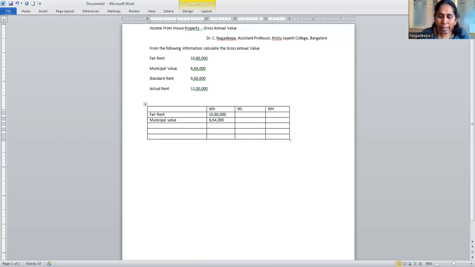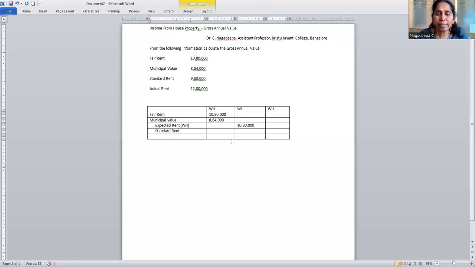So what is expected rent? Expected rent is whichever is higher of the above, which is 10 lakhs 80,000, the higher amount. Next, this expected rent will be compared with the standard rent. What is standard rent? This is nothing but the rent fixed by the Rent Control Act. Generally the expected rent should not go beyond standard rent. That means expected rent and standard rent will be compared and the least of the two will be considered and compared with the actual rent.